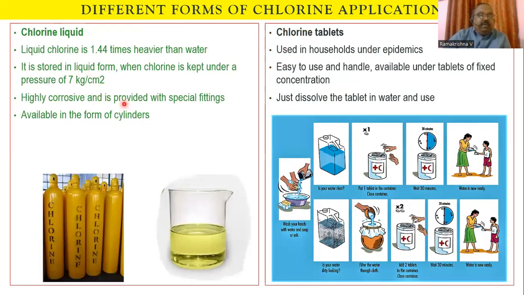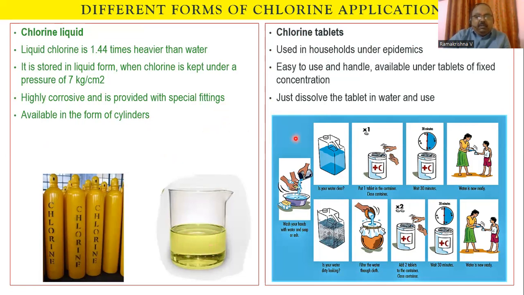Chlorine in the form of liquid is also used. It is 1.44 times heavier than water. It is stored in a liquid form, and chlorine is kept under a pressure of 7 kg per centimeter square. So it is available in the form of cylinders. You can see here, it is a yellow colored chlorine liquid. It is highly corrosive and is provided with special fittings.